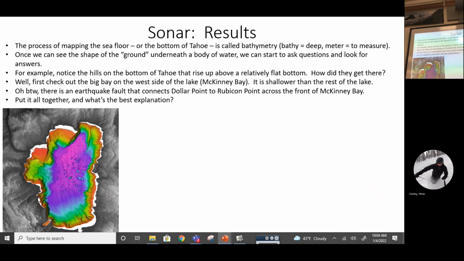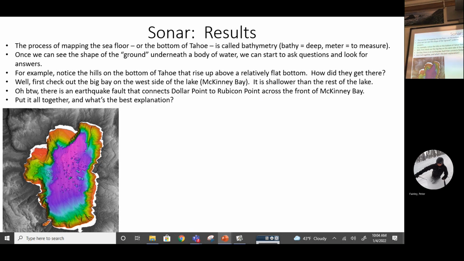Let's move on to what we found. So here's an example that's close to home of Lake Tahoe, where we've used sonar to map the bottom of the lake. And this process of making a map of the bottom of a lake or the ocean floor is called bathymetry.